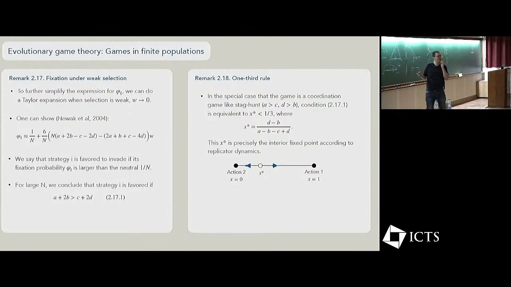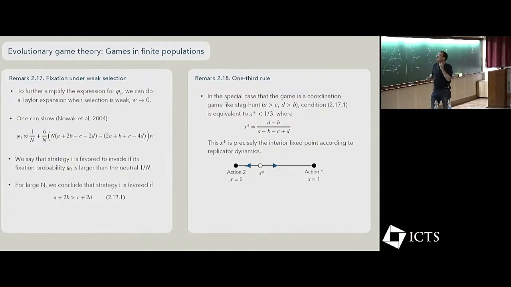And if you look at the phase portrait, it makes sense that this fixed point needs to be as close as possible to this point, because in the beginning, if you are this rare mutant, you need to swim against the current. So you want this region to be as small as possible. And it just turns out that under weak selection, what you need is that this fixed point is at most 1/3.